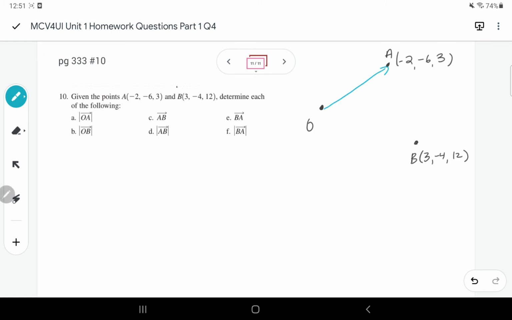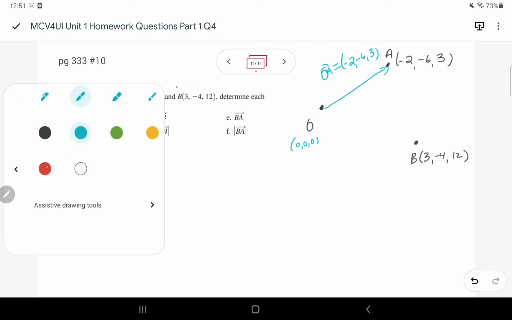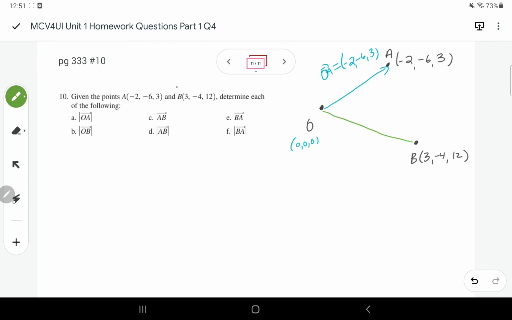So we know that vector OA is the vector from the point at the origin to point A. So vector OA is the origin, obviously 0, 0, 0. So remember, the end minus the start. We don't even really typically show this because subtracting 0 doesn't do anything. So this would be -2, -6, 3. And then we're going to have a different vector OB here. Same idea. The points of B minus the points at the origin, 3 minus 0, -4 minus 0, doesn't change stuff. So that's 3, -4, 12.